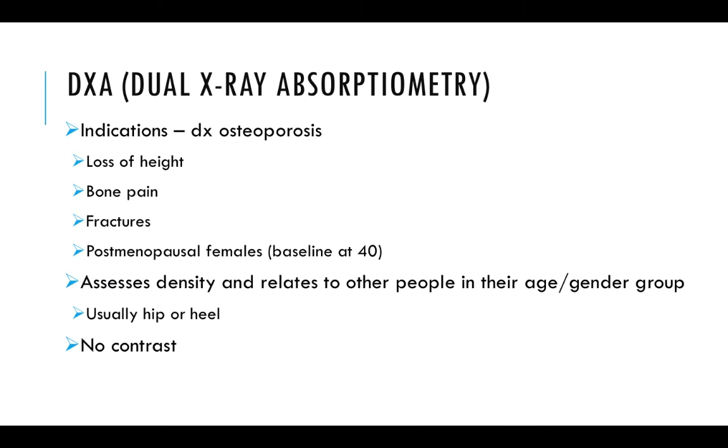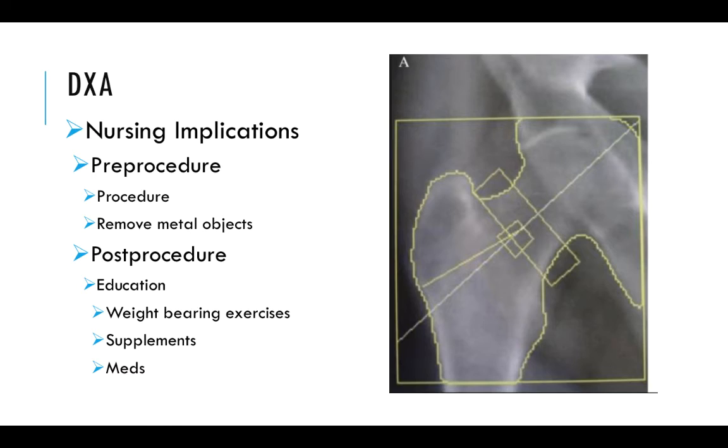Nursing implications. Pre-procedure, you just tell them about the procedure, and then you get them ready like you would for a normal x-ray where they remove their metal objects wherever they're getting it done. I think that if they're having their hip scan, you don't have to worry about wires and bras, or if they have a necklace on. Okay, it's not going to affect it, but you do need to make sure that they don't have any rivets in their pockets if they're wearing jeans or something like that.